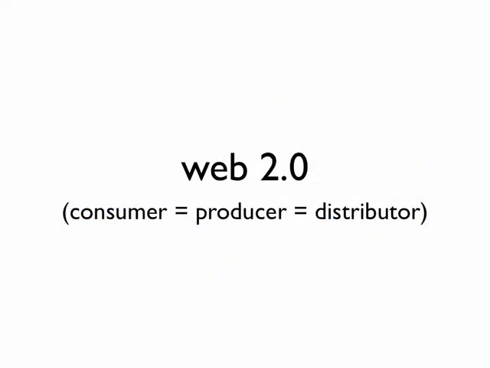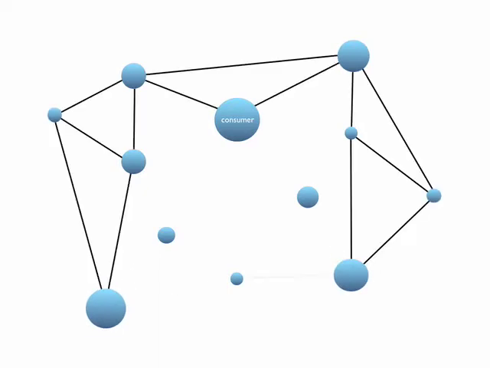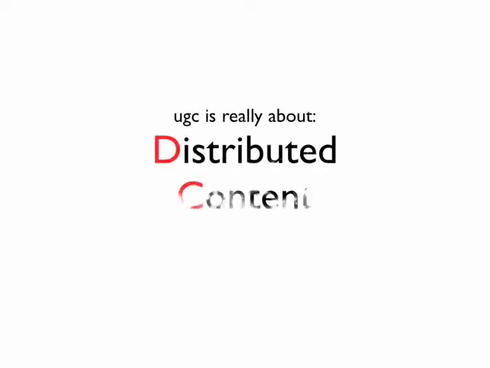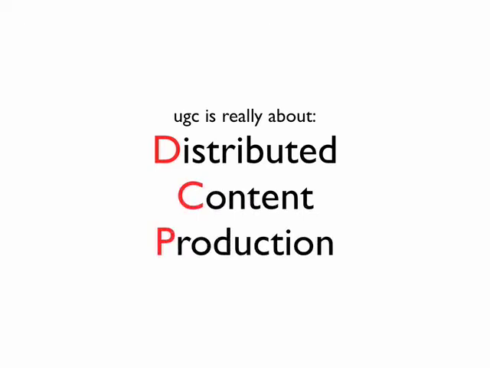In Web 2.0, consumers are producers and also distributors. Technology has made it possible for content production to become decentralized. UGC is about the decentralization or distribution of media production. This term captures more accurately the impact of UGC, regardless of monetization trends, whether it is produced by professionals or amateurs, or how it's distributed.